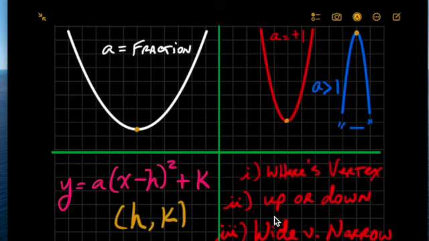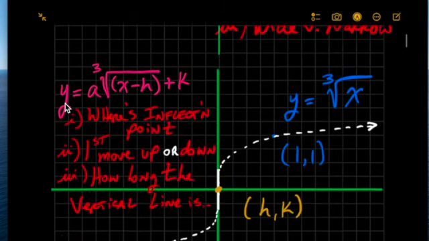The third thing is whether or not the parabola is wide like the white one, narrow like the blue one, or what I like to call perfect, which this red one is. The parabola's width is quote-unquote perfect when this a value is positive or negative 1. When the absolute value of a is greater than 1, you will see a narrowing of the parabola, again, whether it's positive or negative. And finally, if that a value is a fraction, you'll see a widening of the parabola.